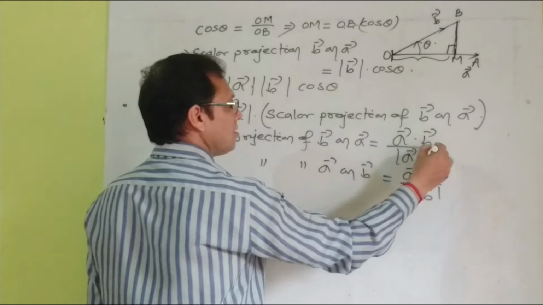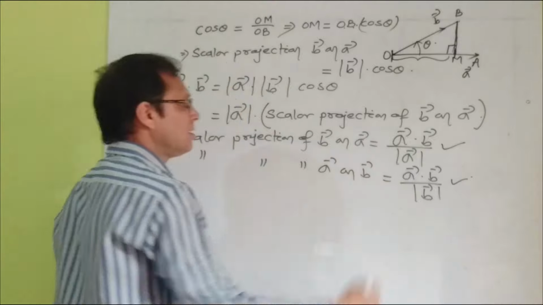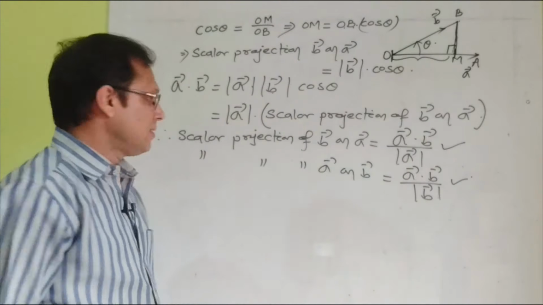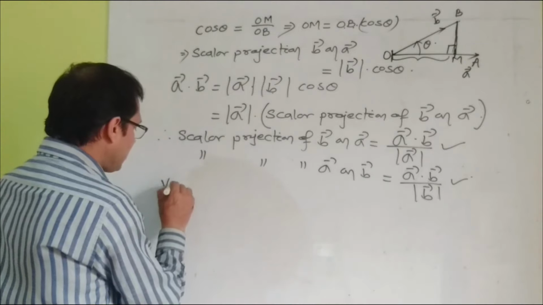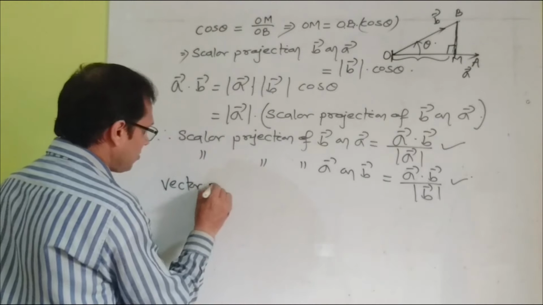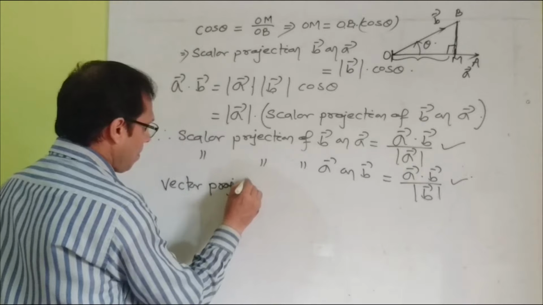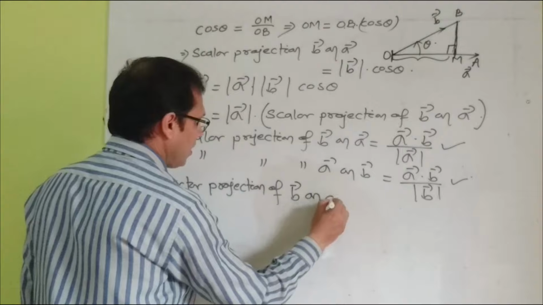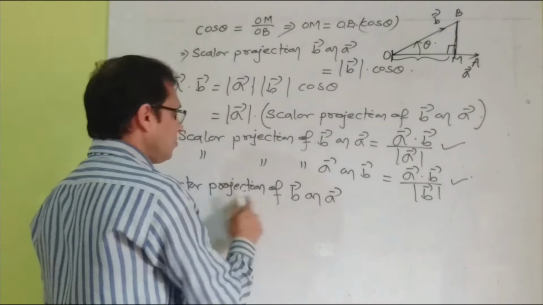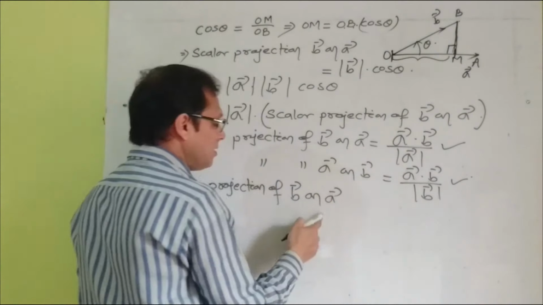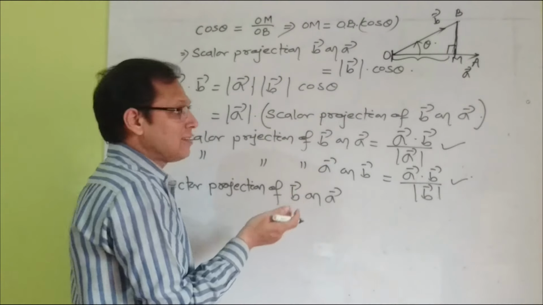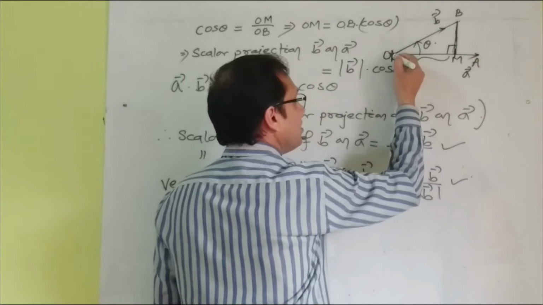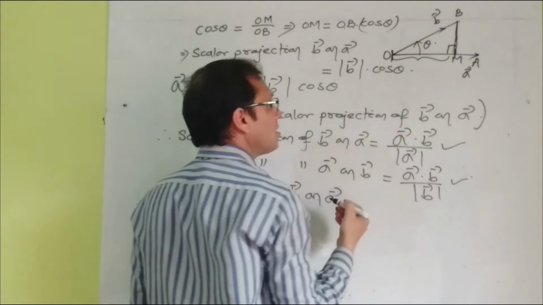Okay, this is the formula to find the scalar projection of any vector on any vector. Suppose you have to ask for the vector projection of B vector on A vector. Here, vector projection means you have to show the direction. On A vector means what? You have to show the unit vector. The direction of A vector is along the unit vector of A.